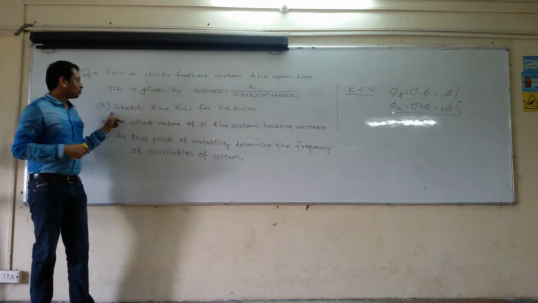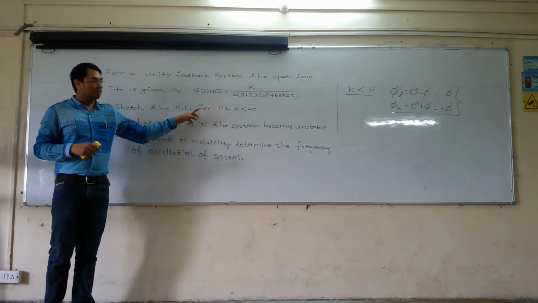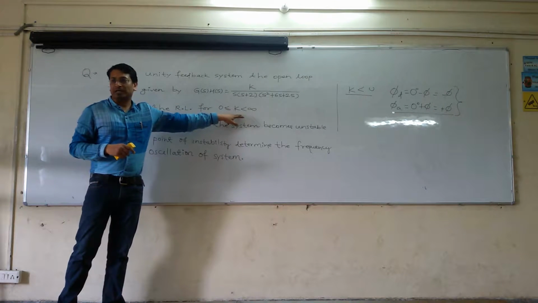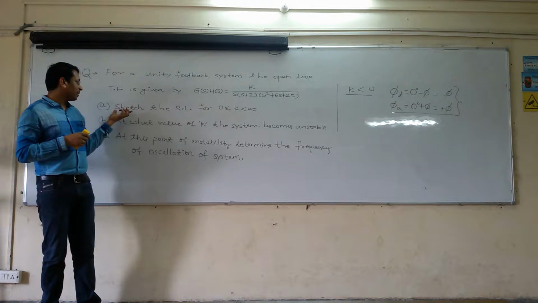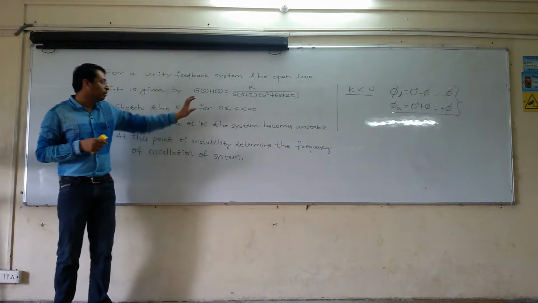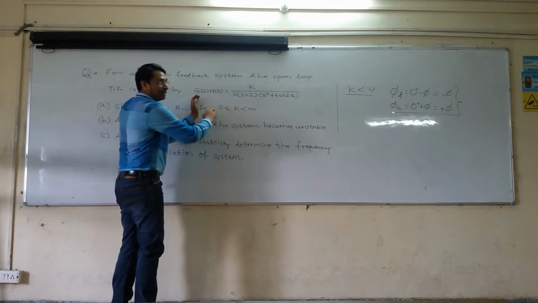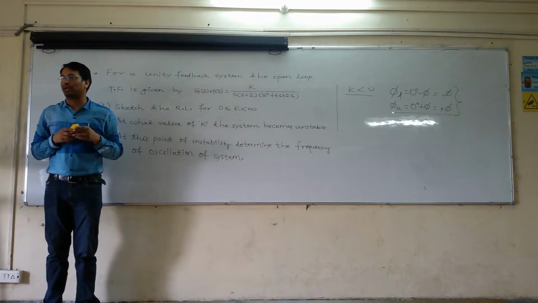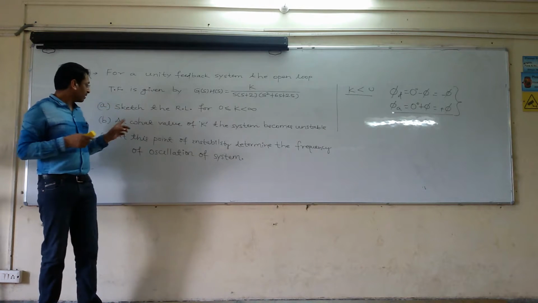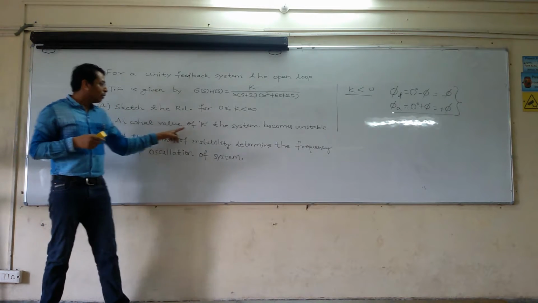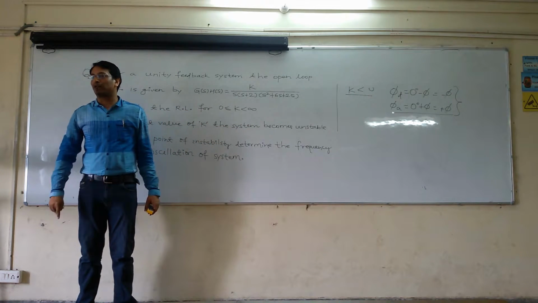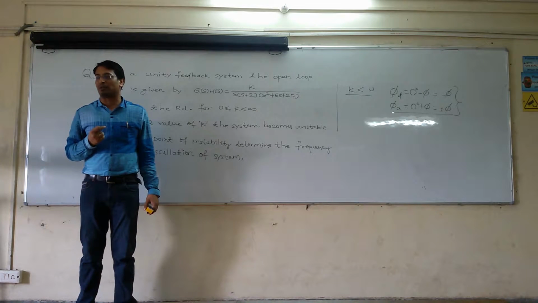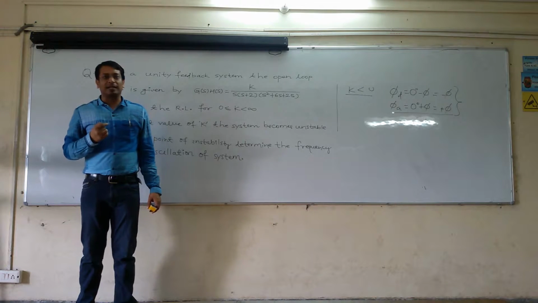Correct? The first question is whether the root locus is for K from 0 to infinity, meaning they are asking about the direct root locus. If it is not specified, if it is asked like that, you have to take K from 0 to infinity until it is specified as inverse root locus. Correct? Second is at what value of K the system becomes unstable. Can you say which value of K is being asked? It is nothing but K marginal.